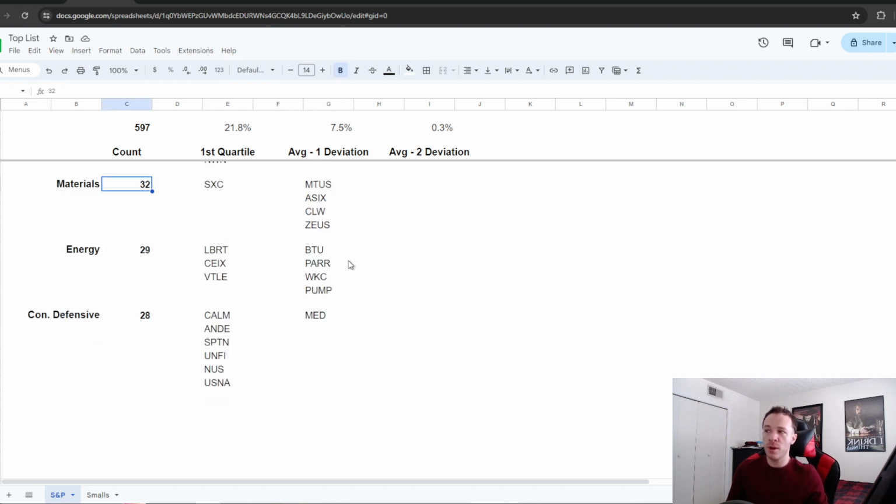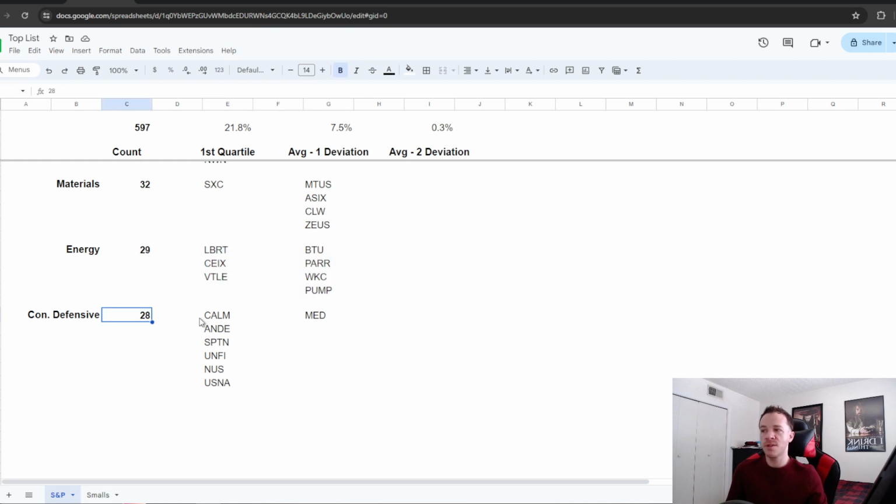Materials has 32 companies in its sample, and only 5 of which fall under the first quartile, and 4 of those also fall under the first standard deviation as well. Energy has 29 companies in the sample, with 7 of which fall under the first quartile, and 4 of which fall under the first standard deviation.